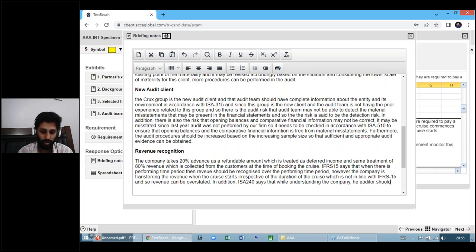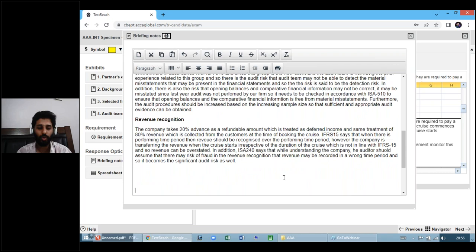the auditor should assume that there may be a risk of fraud in the revenue recognition, that revenue may be recorded in a wrong time period, and so it becomes a significant audit risk as well.